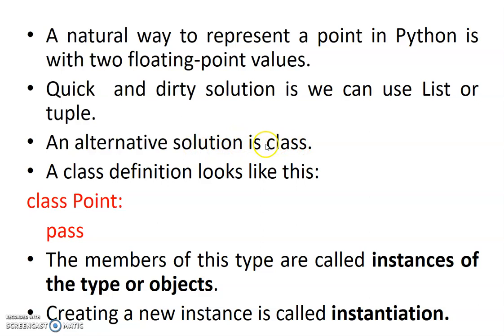So what is a class? A class is a user-defined compound type. How can we define a class? The class definition looks like this. We use the keyword class and the name of the class, and we write the set of things that are required in that class. For example, if we don't want anything to be written in the class right now, it can't be empty; it has to use the keyword pass inside it.